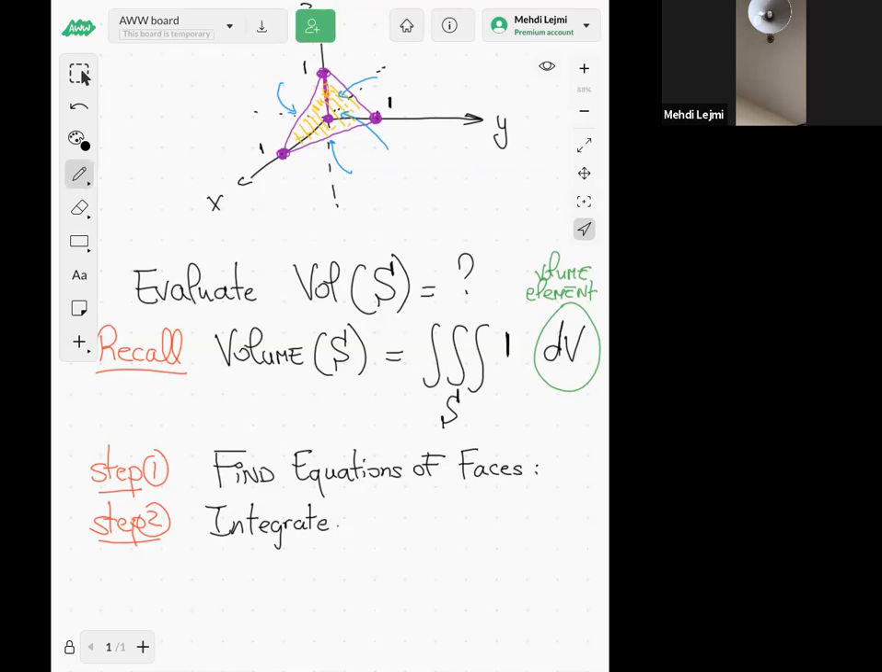I think this is similar to problem number 4 in homework number 2. Actually, problems 4 and 5.